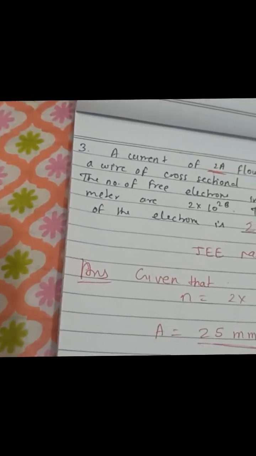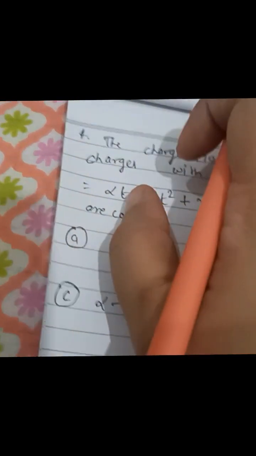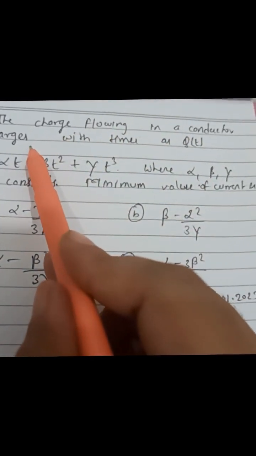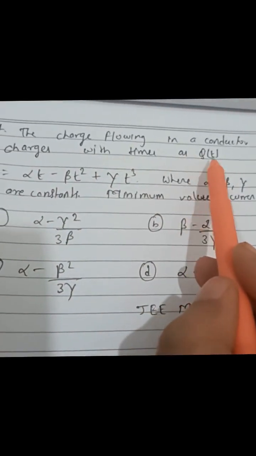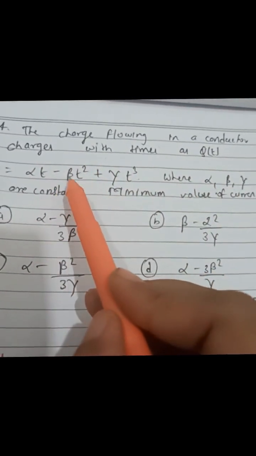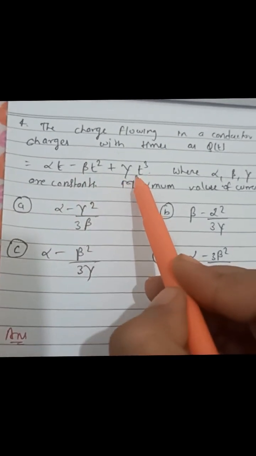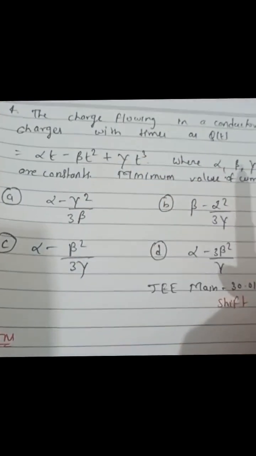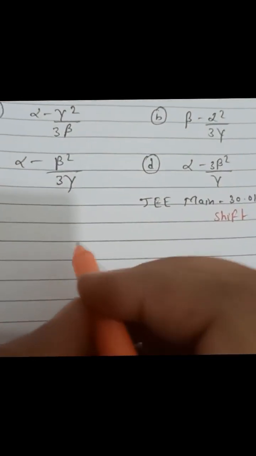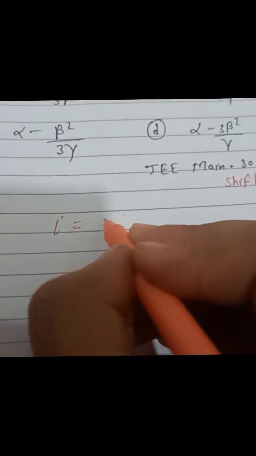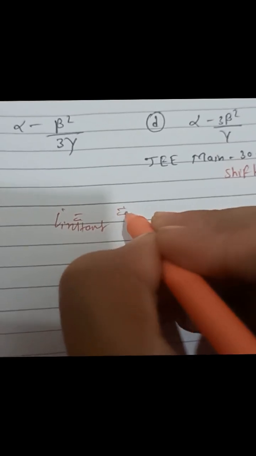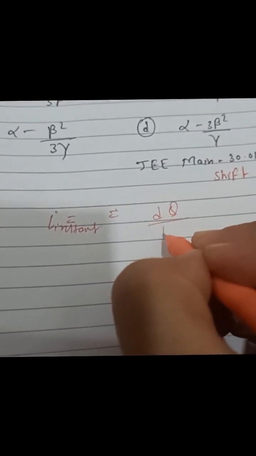Okay, now we have solved the third problem, and we come to the fourth problem. Here the charge flowing in a conductor changes with time as q of t equals alpha t minus beta t square plus gamma t cube, where alpha, beta, gamma are constants. The minimum value of current is: for finding it, first we know that instantaneous I is equal to dq by dt.